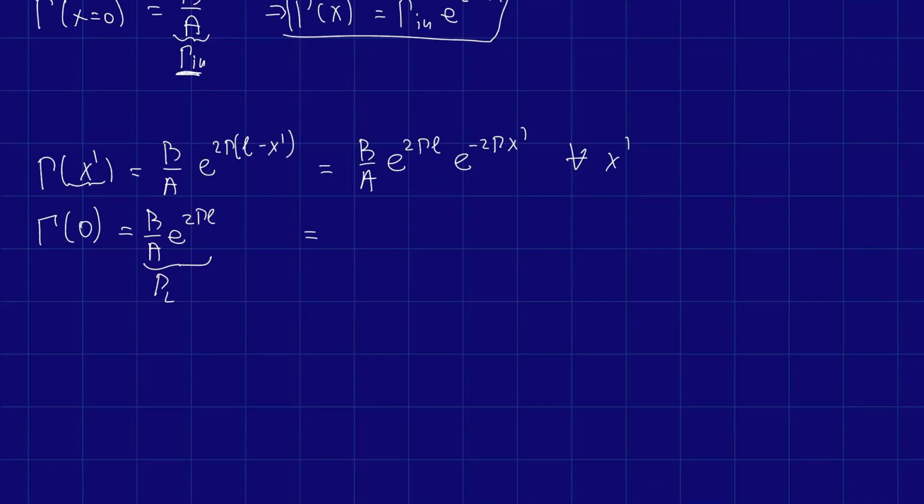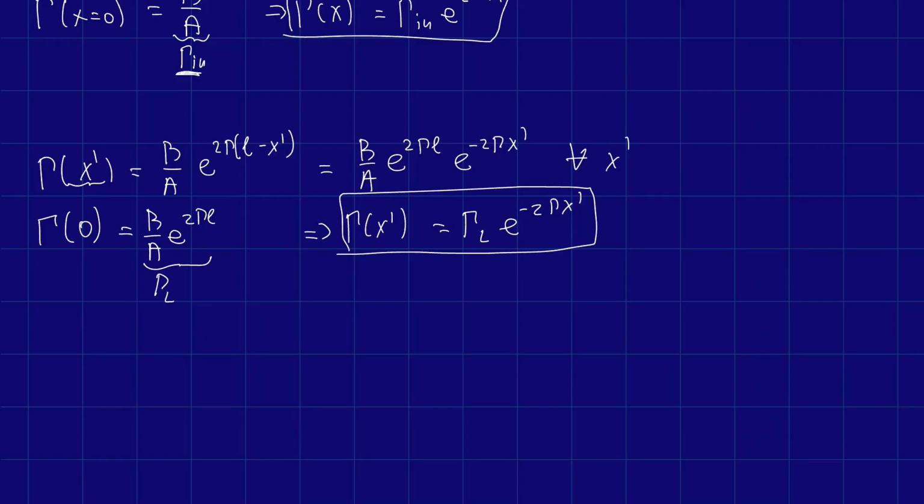So we can now substitute this part in the formula, and we will get that gamma of x prime equals gamma L e to the minus 2 gamma x prime. So we got our second very important formula that is from the load part, and that will help us massively calculate things. So that's it for today's video.